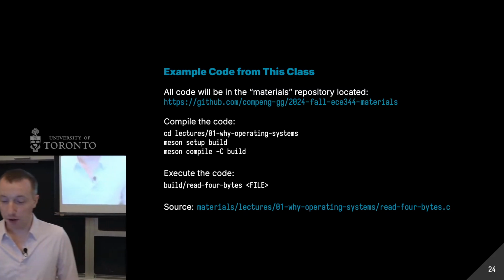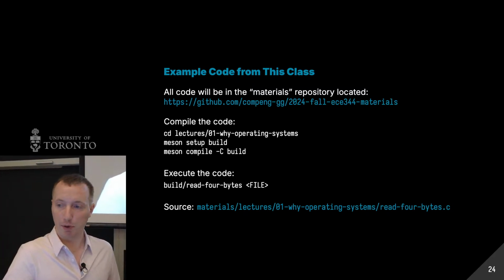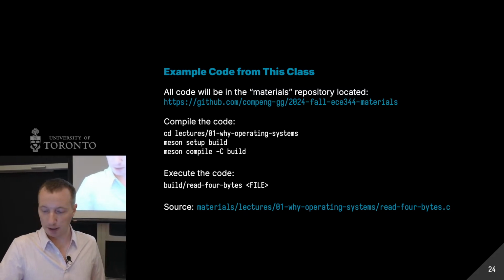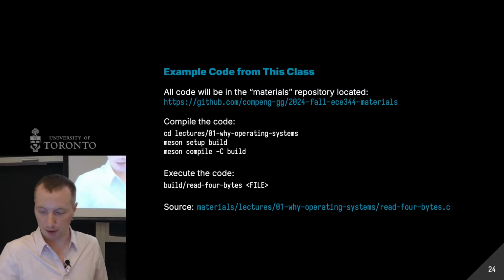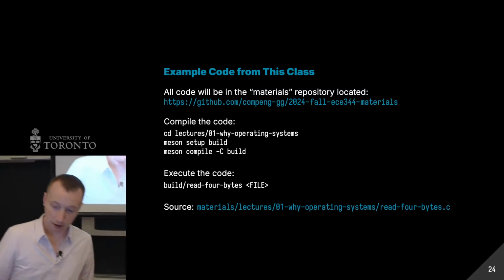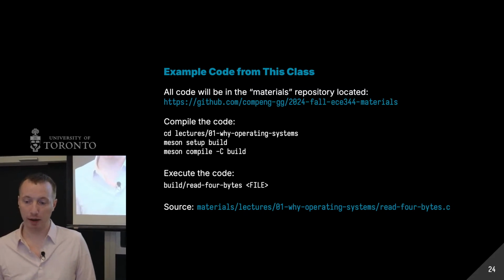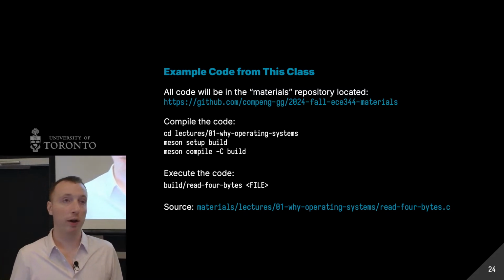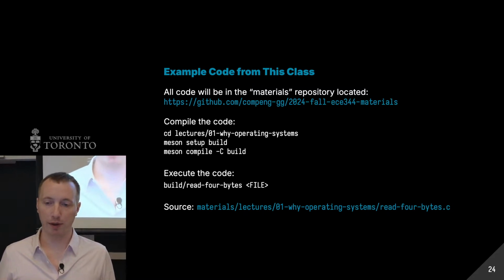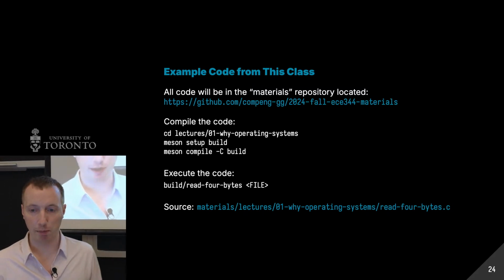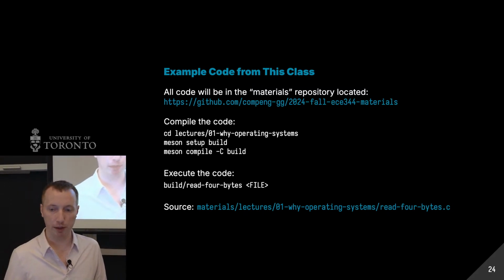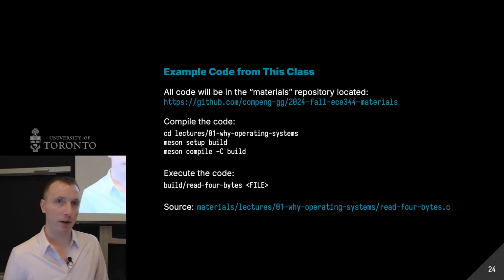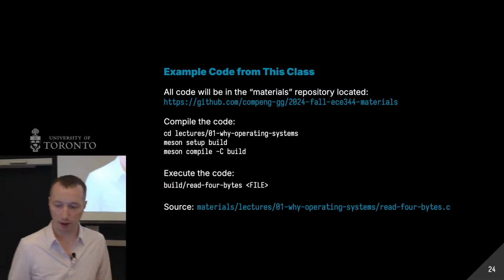So you will have access to all the example code in this class. There's a materials repository located at that URL that you should have access to. The instructions to compile everything are always the same. You go to the current lecture directory you're interested in, type meson setup build, which creates a directory called build, and then to compile the code, you just do meson compile build. Or you can just see what I'm doing in the lecture and copy it.